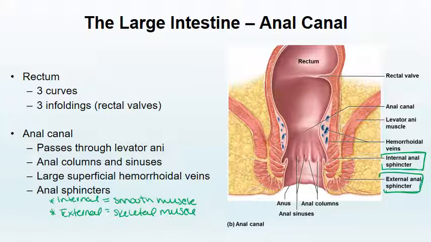Other things to mention quickly are our anal columns and sinuses. These anal columns and sinuses are going to produce mucus. That mucus is going to act as a lubricant during defecation. Oftentimes our feces is pretty dry. We've absorbed a lot of water out of it, and we don't want to damage this region by pushing something really dry and rough through. So we coat it with mucus. We make sure that the feces moves out very easily and does not damage the tissue that is here.